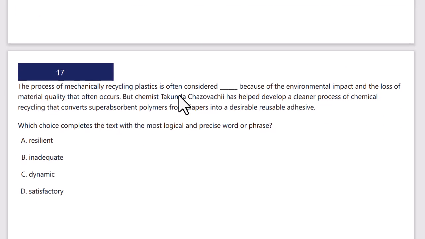The process of mechanically recycling is often considered blank because of the environmental impact and the loss of material quality that often occurs. But chemists have helped develop a cleaner process.